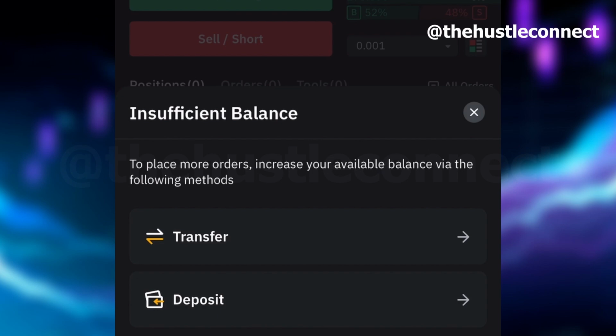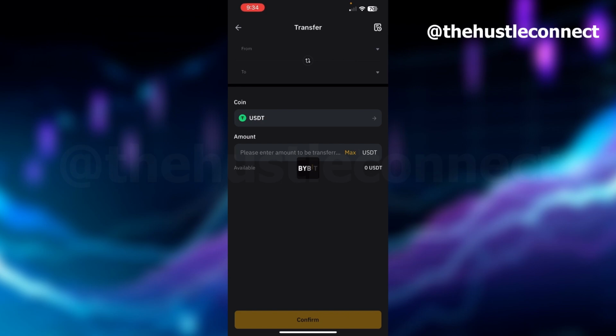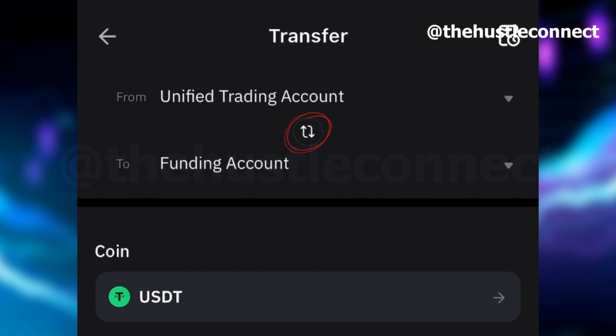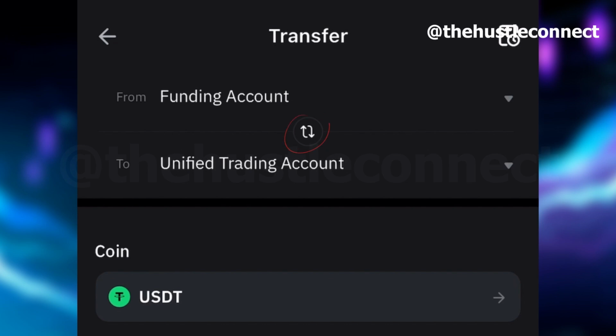It is actually straightforward. So now I'm going to hit transfer, and the funds that I have are located in my funding account. I want to transfer it from my funding account into my unified trading account. If I actually had the money in my unified account and I wanted to move it into my funding account, all I have to do is click on this middle icon and it's going to swap the positions. But let's assume that I opened this up and this was how it appeared. What I'm supposed to do in that case is to swap it so it shows from funding account to unified trading account.